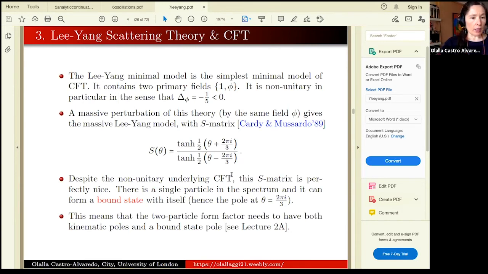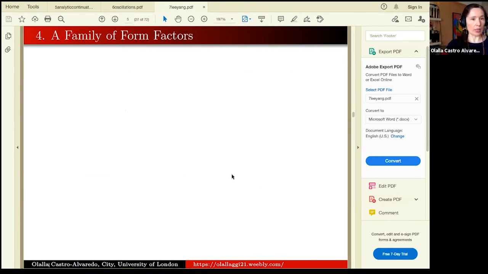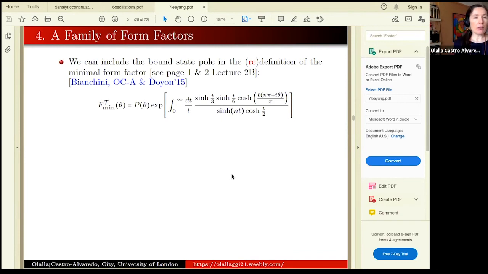Because there is a bound state, if you try to compute form factors of anything, you now have a bound state pole as well, not just a kinematic pole. So the form factors are a little bit more complicated. Let me tell you something a bit more technical about the form factors. There's a reason for this, which you will hopefully see at the end. Suppose that I want to compute the form factors of the twist field in this theory. Why not? Let's do that.